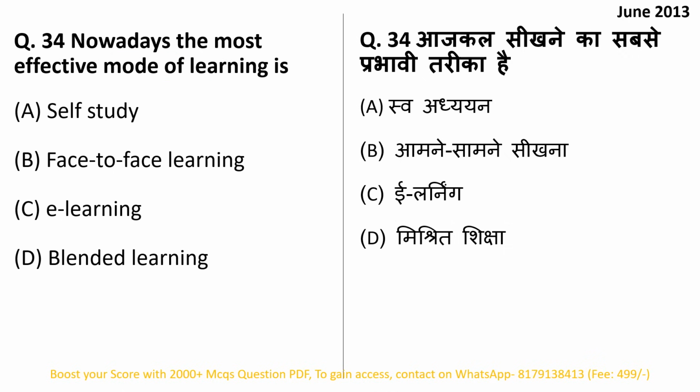Next is, nowadays the most effective mode of learning is self-study, means studying on their own. No. Face-to-face learning, where two people are in front of each other while learning. E-learning means learning through online or internet. The right answer is option D, blended learning. So blended learning is a mix of face-to-face learning and e-learning.